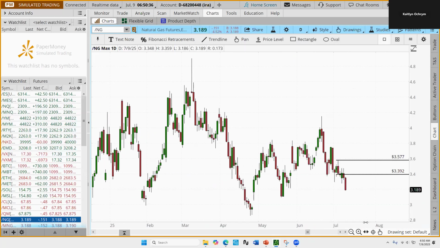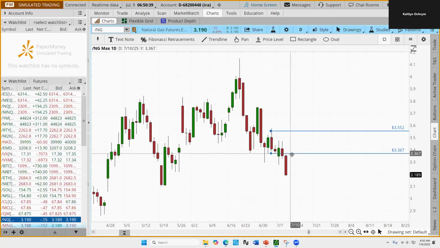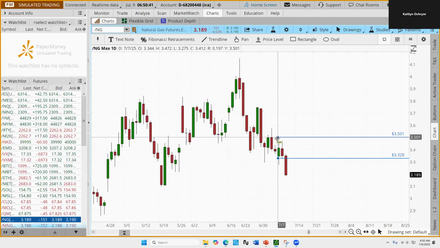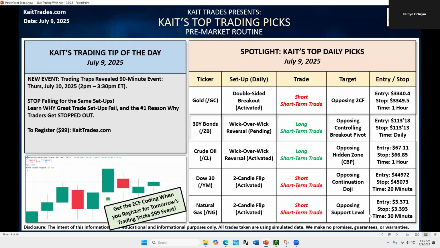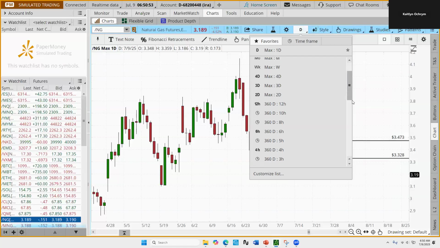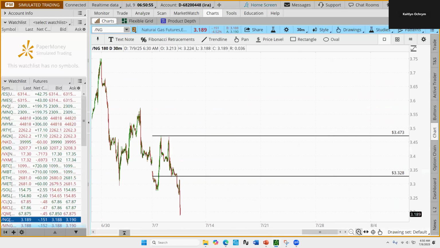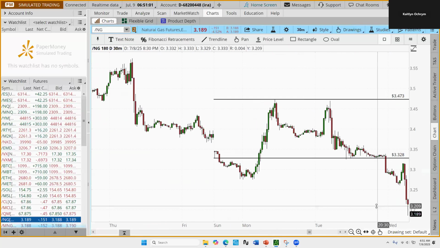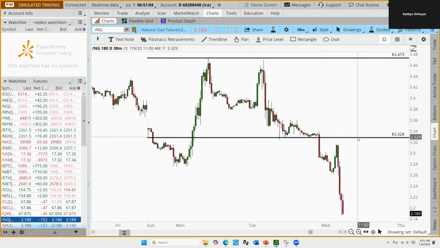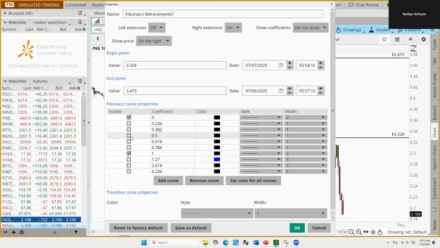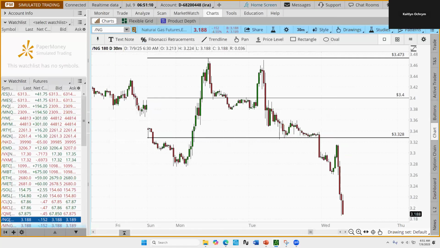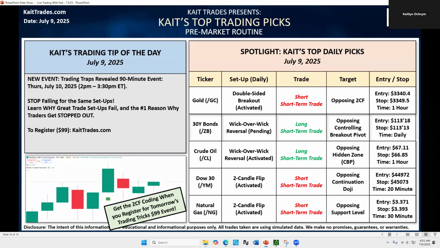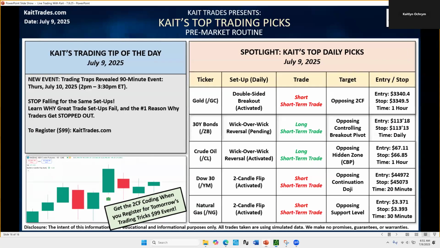Wow, this is a huge move down. Okay, so let's see. Our new activated setup is this two candle flip here, green and red. This looks like a pretty strong breakout to me. 30-minute time frame, 3.371. Because it has a strong breakout, we're looking in the lower 50%. I believe that's where the zone is anyways. So let's see, 3.371 to 3.393.